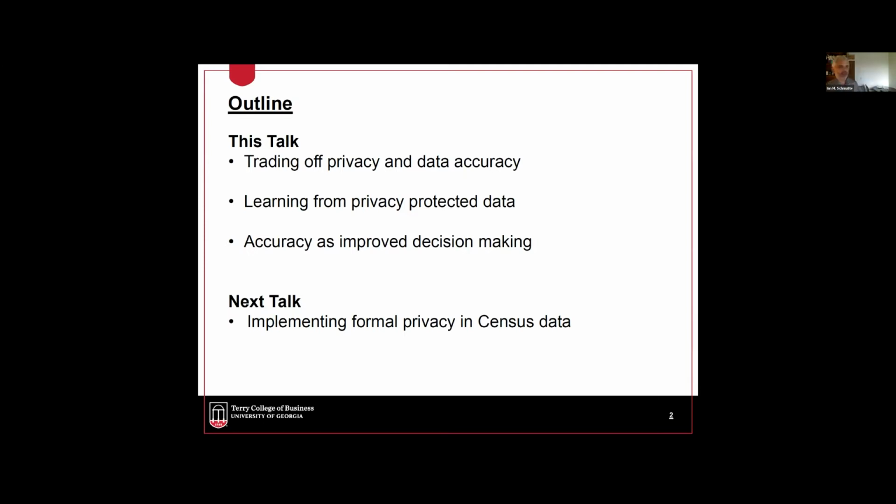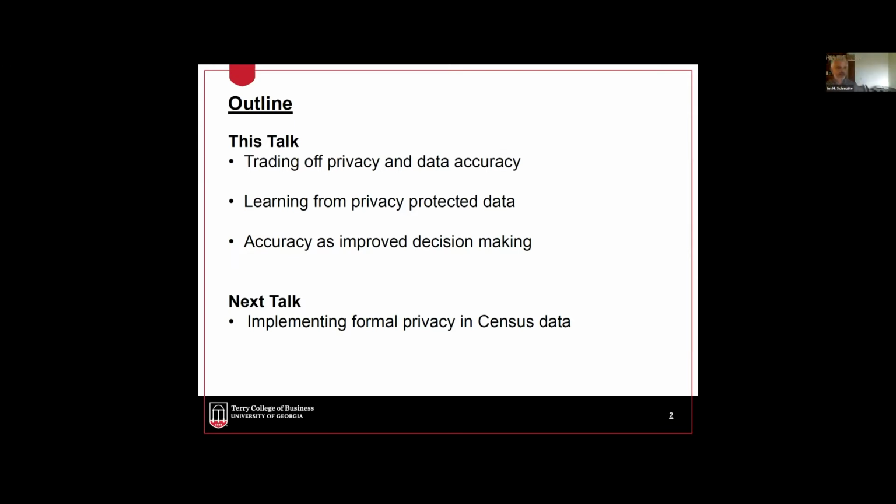I'm going to think about the problem that statistical agencies and other data custodians face when they're trying to trade off privacy protection versus data accuracy. And differential privacy, as Dan got into, provides some tools to help clarify how we think about balancing these two objectives. I'm going to argue that the decision about where we land is fundamentally an economic problem.